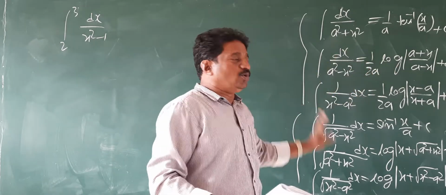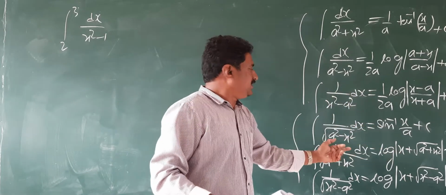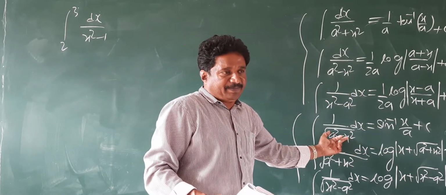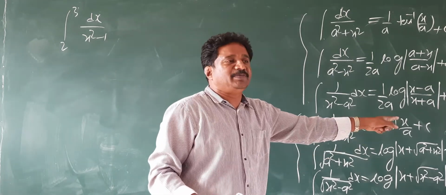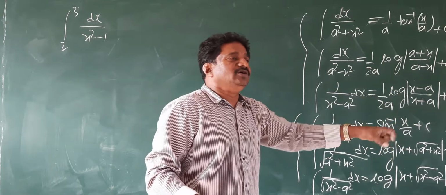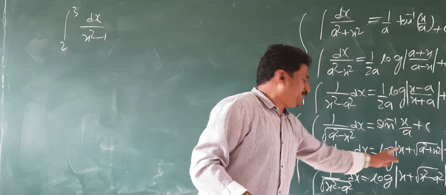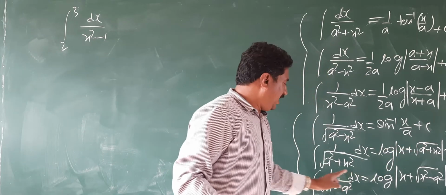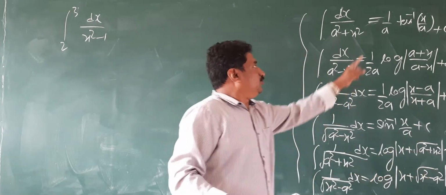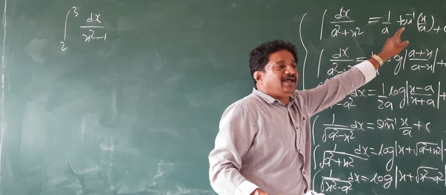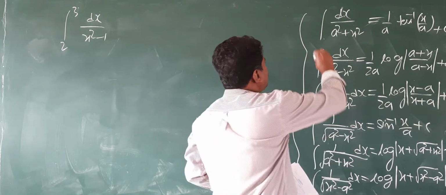If there is a root, it is sin inverse or log x plus. If it is a square minus x square, you use sin inverse x by a. If it is not a square minus x square, you use log x plus whatever it is. Need not to change. If it is not 1 by a tan inverse, it will be 1 by 2a log. Remember these two.